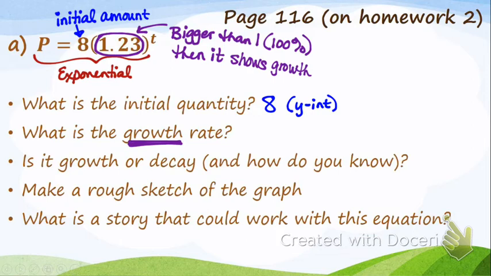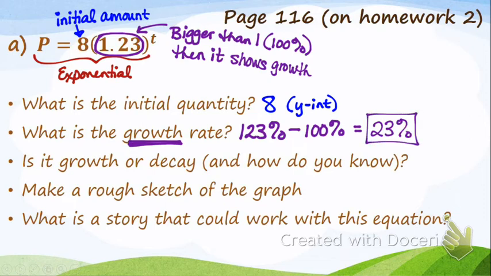So if I want to determine the growth rate, if 1 is the same as 100%, what is this as a percent? You have to multiply by 100 to see. It'd be 123%. If I want to figure out how much it's growing by, I'm going to subtract 100% off of that. It's going to be 23% is the growth rate.